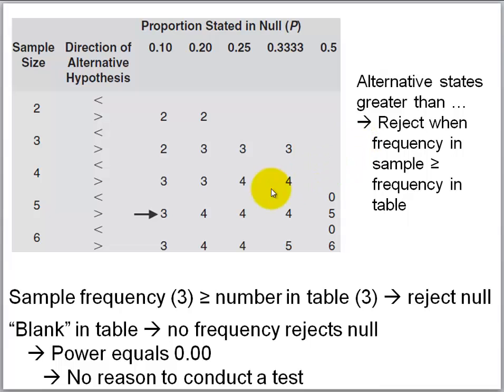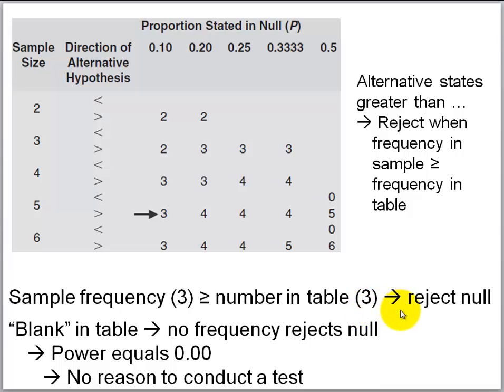So in our example, the frequency in the table is 3. Our sample frequency was 3. In other words, 3 of the 5 kids had behavior problems. And our sample result is indeed greater than or equal to the frequency in the table. I mean, 3 obviously equals 3, and therefore we reject the null.